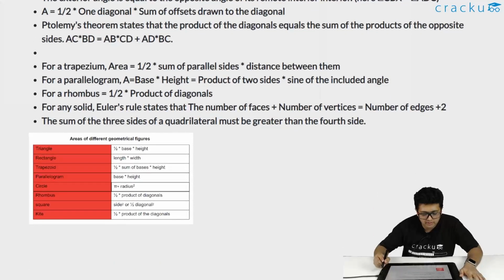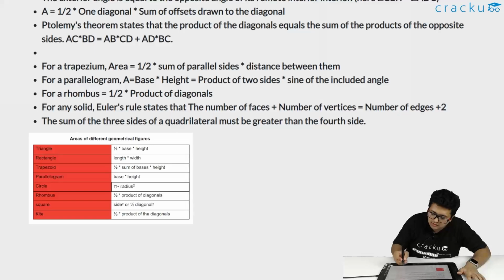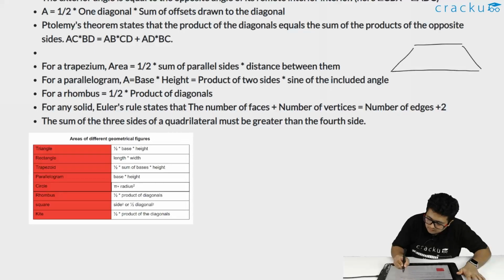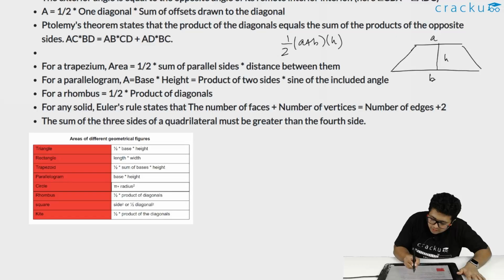So we'll come to the others. For a trapezium, area is equal to half into the sum of parallel sides into the distance between them. So this is the trapezium, let's say. Let's say this is A and this is B, the two parallel sides, and it's separated by a height h. So the area will be half into A plus B into h.